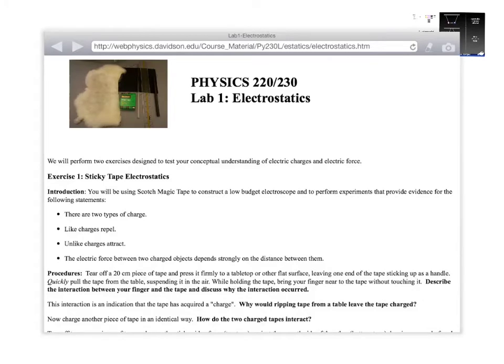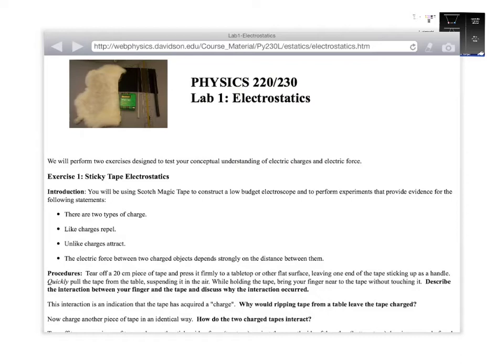It'll help you understand these concepts we're talking about in this video, and it's actually kind of fun too. So the procedure for this experiment can be found on this website here. You're only going to do experiment number 1 on electrostatics.